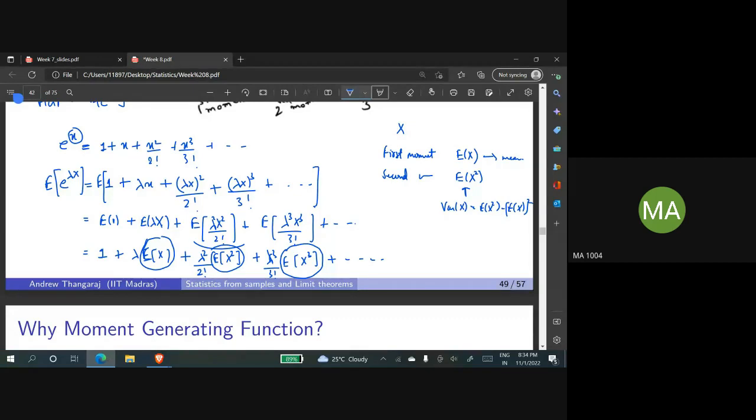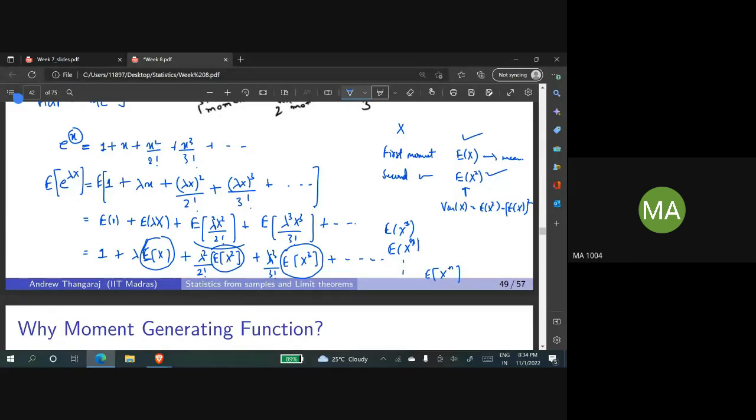So from this MGF expression, what you got? You got the first moment. You got the second moment. Then you also have the third moment, that is expected value of x cube. Then you will have fourth moment, which is expected value of x to the power 4, and so on. You will have till expected value of x to the power n. So each of them gives you a moment of the random variable.